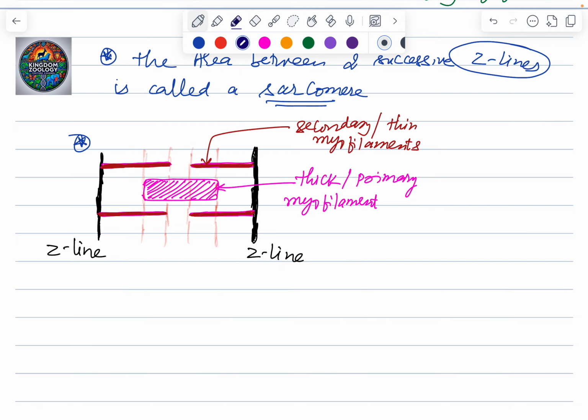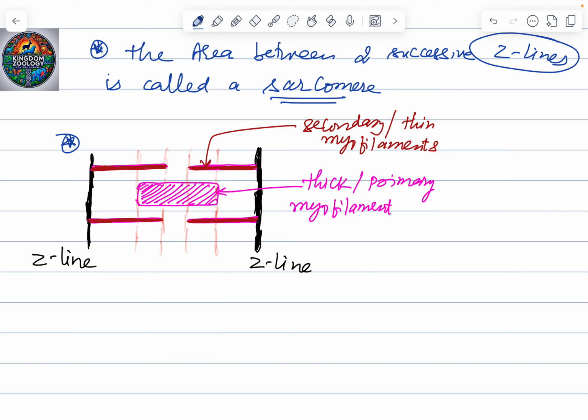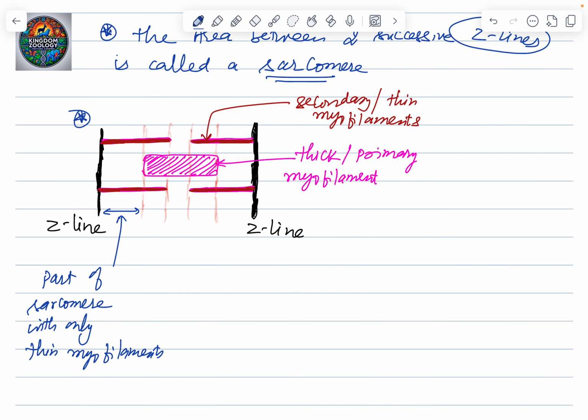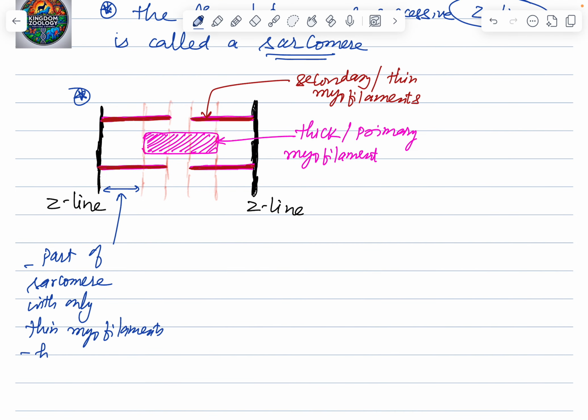So when we look at this structure now, if I talk about just this much portion of the sarcomere, this is the portion of the sarcomere which has only thin myofilaments. Hence, light in appearance.